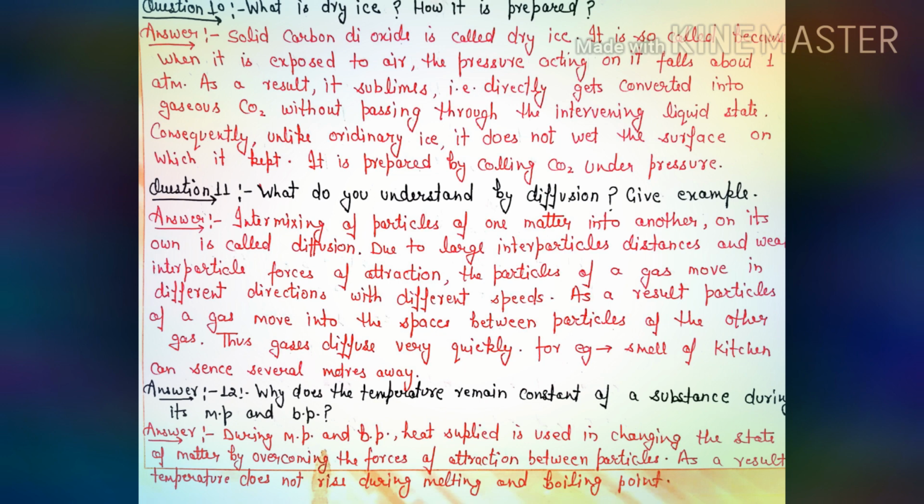Then question number 12. Why does the temperature of a substance remain constant during its melting point and boiling point? Because at the melting point and boiling point, the heat supplied is used in changing the state of matter by overcoming the forces of attraction between particles. As a result, the temperature does not rise during melting and boiling.